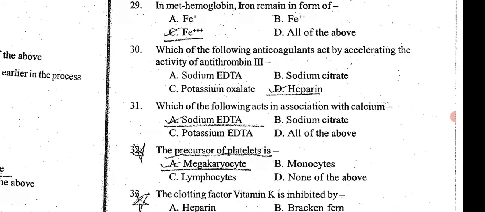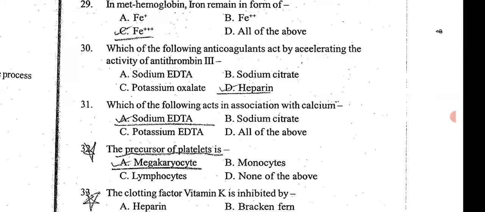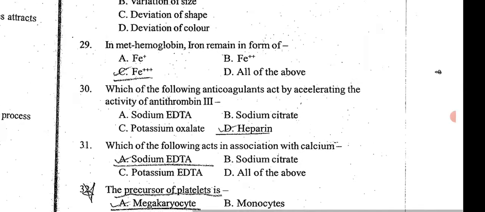Which of the following anticoagulants acts by accelerating the activity of antithrombin 3? Heparin is an anticoagulant that acts by accelerating the activity of antithrombin 3. Heparin activates antithrombin 3. Antithrombin 3 means no thrombus formation, no blood clotting. The responsible agent is heparin, so it is the anticoagulant. Heparin is also the anticoagulant present in the saliva of mosquito.